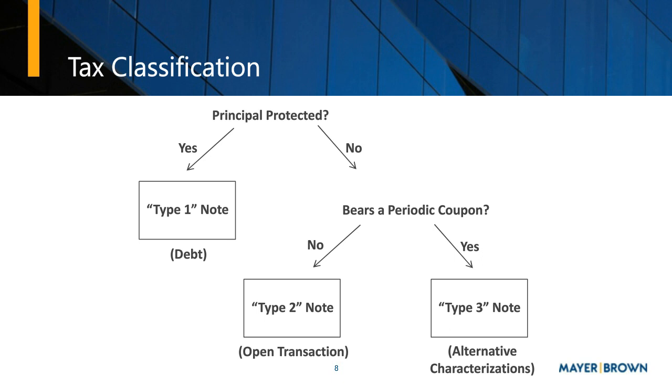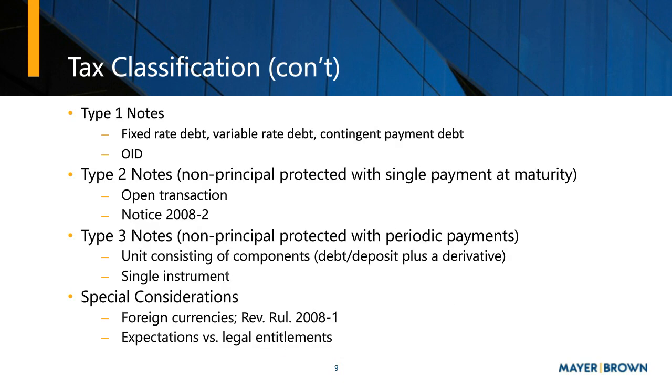Okay, so let's take a look at the issues with respect to each category. So the type 1 notes, the ones that are principal protected, we would treat those as debt for tax purposes. Now the question becomes, what is principal protected? I think typically the market will draw the line at around 90%. So if the instrument is at least 90% principal protected, we would put it into the type 1 note classification.